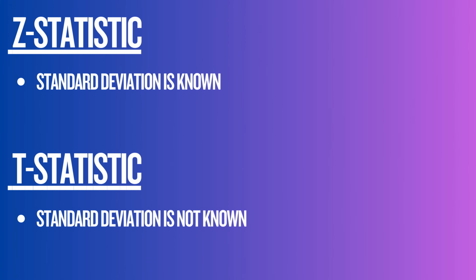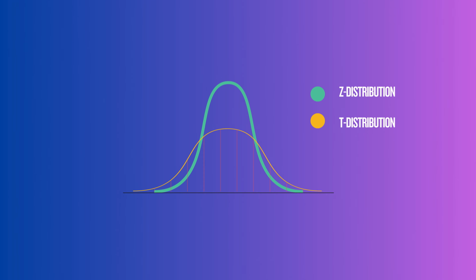T-statistic. You use the t-statistic when the standard deviation has to be estimated, meaning it must be calculated from the sample itself. This is the normal case in practice. Visually, the two statistics differ as follows. While the z-distribution is a fixed, narrow, normal distribution, the t-distribution has wider tails. This means extreme values are more likely under a t-distribution.